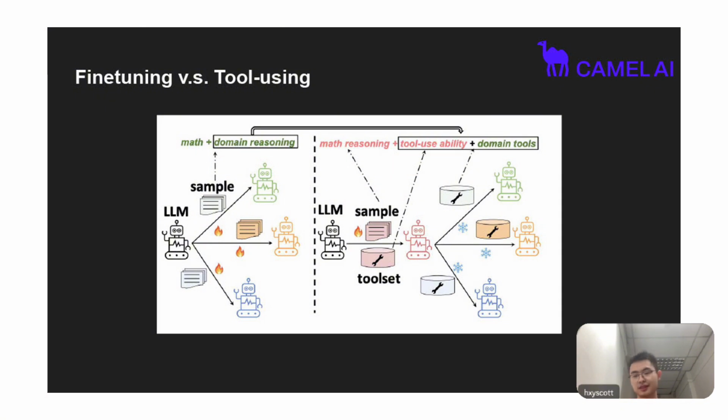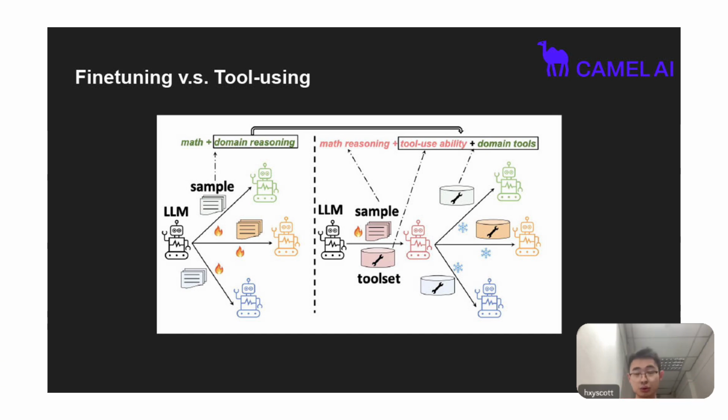So it's like a brief picture shown in the paper. On the left-hand side, it's about an LLM doing fine-tuning for a domain-specific task. Any time you need to touch the weights, you need to retrain the model with respect to certain samples, and then you get the corresponding model for that.